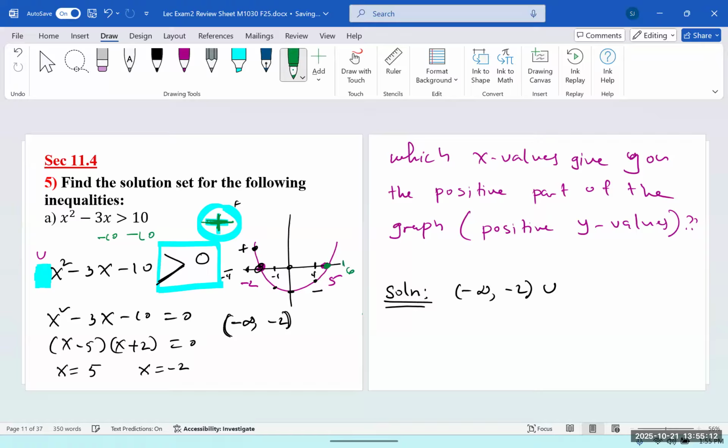So how about 6? The next one starts with 5. When it's 5, we get 0. And then after 5, we have 6. Does 6 give us positive or negative y? 7, 8, 10, 20. So what is the biggest x that will give you positive y? Positive infinity. So for this portion here, we get the x values 5 to infinity. And for this portion here, we get -infinity to -2. So these are solutions.